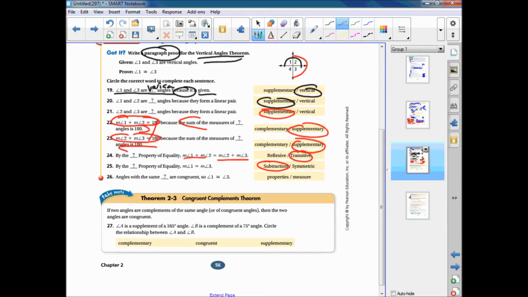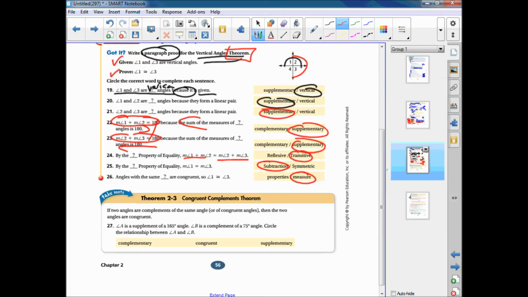And then, angles with the same measure are congruent. Okay, so angle 1 is congruent to angle 3. So we proved if two angles are vertical, then they're congruent. Okay. That's why we're able to call that the vertical angles theorem, because we can prove it using postulates and definitions and previously proved theorems.